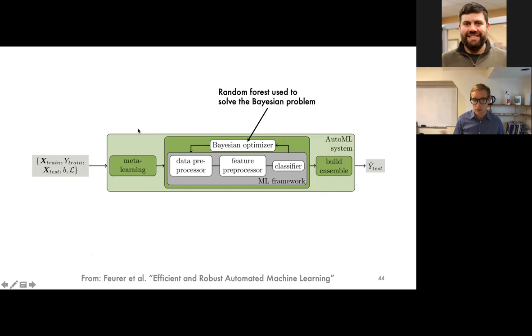So in their solution though, they are given some training data, some testing data, and then they do this meta learning process. The meta learning process is where they try to learn about what hyperparameters are likely to work on this data given some properties of the data set. And then they have this Bayesian problem where, given some pre-processing and classifier settings, what are good hyperparameters to use to ultimately create a prediction? And then they create a prediction with the best 50 models that they explored.